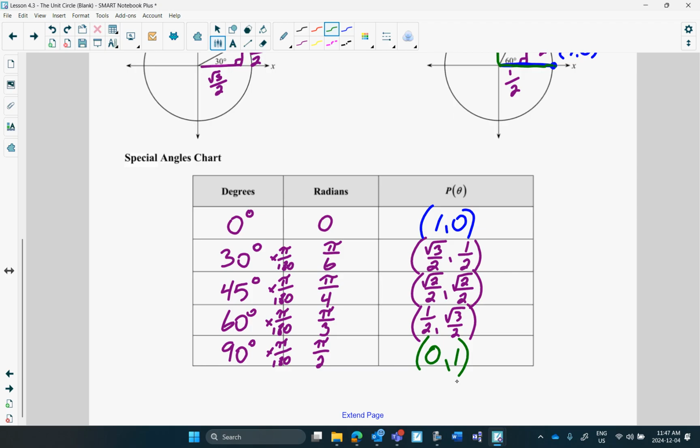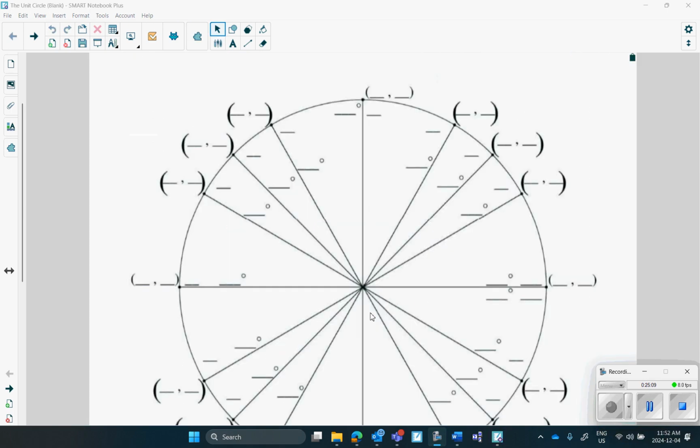Flip. No. No. No. Okay. So I'm going to use 4 different colors.